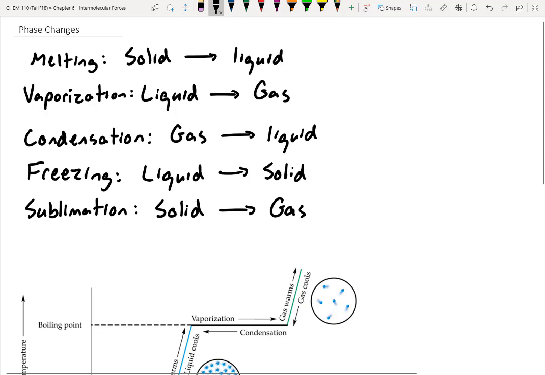Does anybody know a good example of this? CO2 blocked with dry ice. Yeah, exactly, dry ice. If you get it from the store, the reason they call it dry ice is it doesn't melt. It goes straight from solid CO2 to a gas.